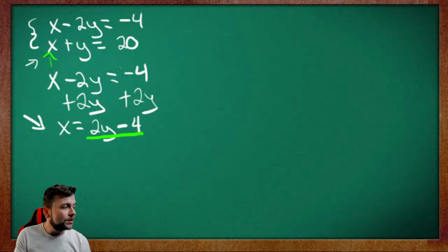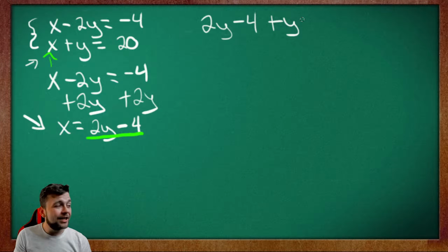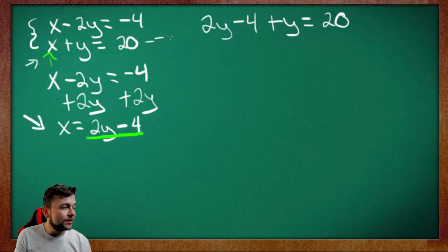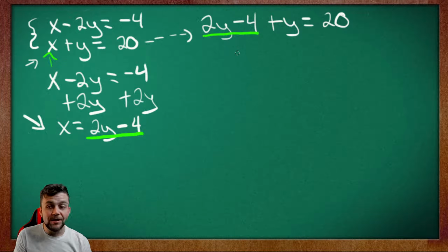Let's replace this. So we have 2y minus 4, and we have plus y equals 20. Notice this is the same equation, but I have rewritten our y, or our x, sorry. I've rewritten our x as 2y minus 4. Now, you combine like terms.